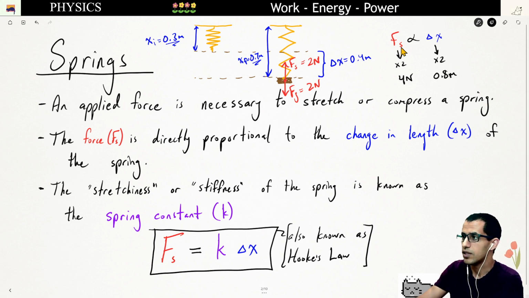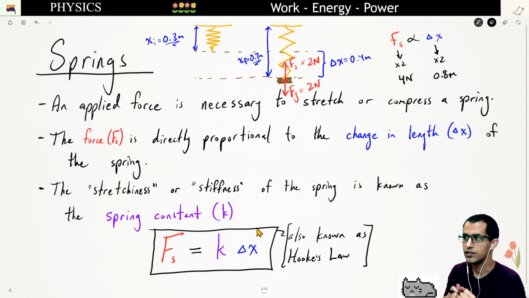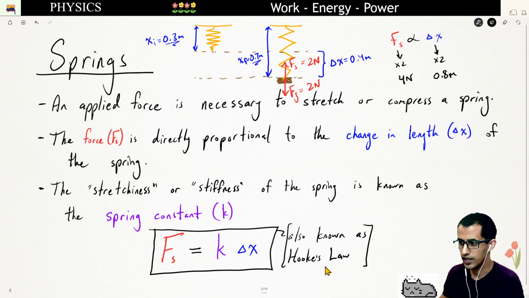So these two variables are very important, obviously, when it comes to springs. The last variable that's important here is called the spring constant, and that is the stretchiness or stiffness of the spring. So we'll be referring to that as the spring constant. That's how difficult it is to compress or stretch the spring when a force is applied. Here are all the variables combined together into an equation known as Hooke's law.